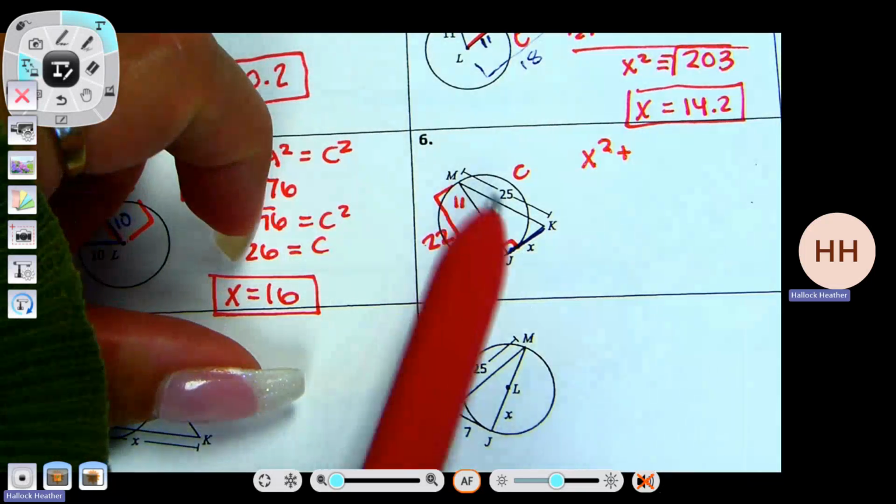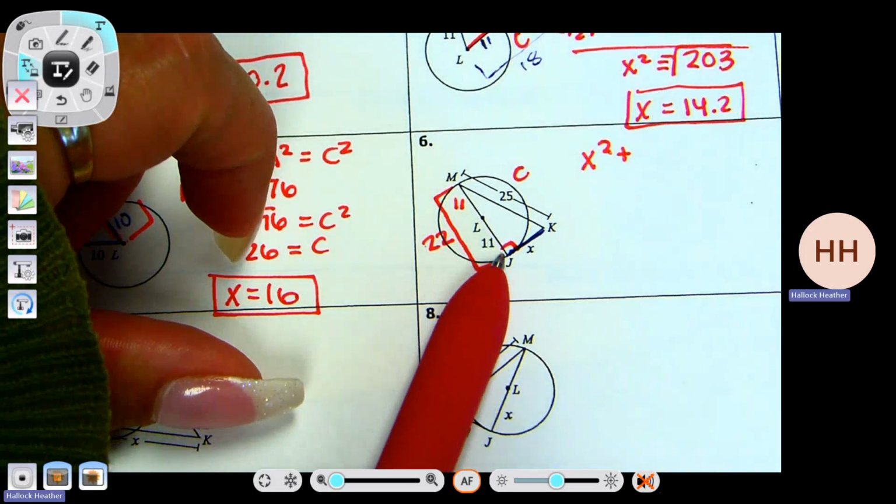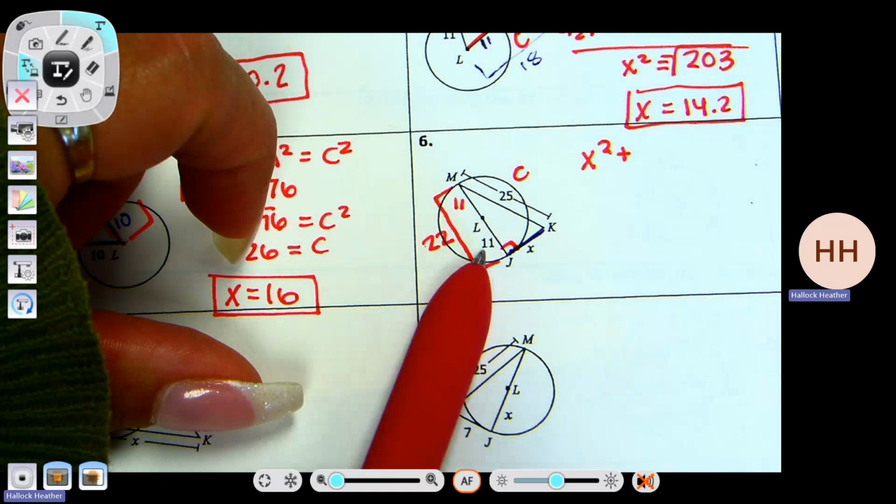Because it's a radius, it goes from the center out to the circle. So if this piece is 11, this is also 11. So it doubles.